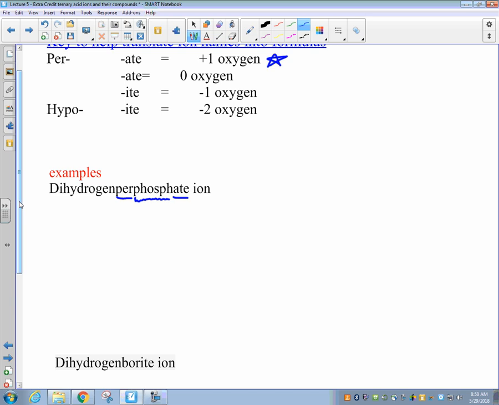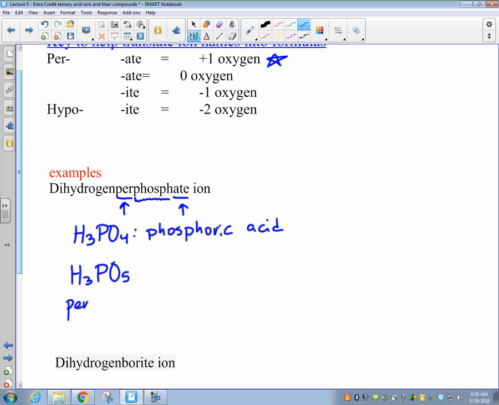And looking on the bottom left-hand corner of your common ion sheets, we find the formula for phosphoric acid is the species H3PO4. So again, this is phosphoric acid. We now recognize that we have the prefix per, suffix ate, which means we have one more oxygen than the parent. So the acid from which we derived this ion, therefore, was the perphosphoric acid, which must have the formula, therefore, H3PO5. Again, one more oxygen due to the prefix per. So this guy right here is perphosphoric acid.